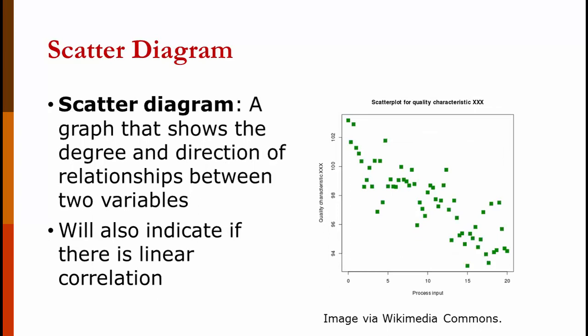A scatter diagram is a graph that shows the degree and direction of a relationship between 2 variables, generally 2 ratio scale variables. It's mainly used for spotting linear trends. The one on the screen shows a negative trend, although not a strong one.